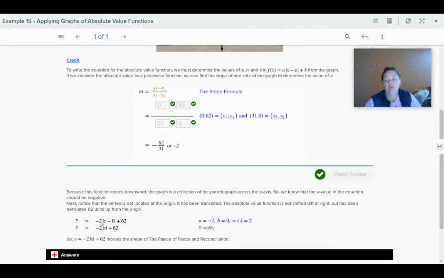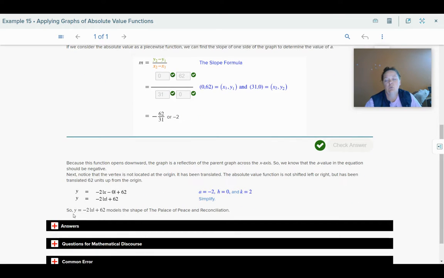So we plug in all of that information and we simplify, and we get that the graph for the Palace of Peace and Reconciliation looks like y equals negative 2 times the absolute value of x plus 62.